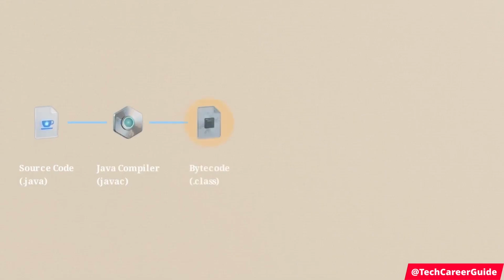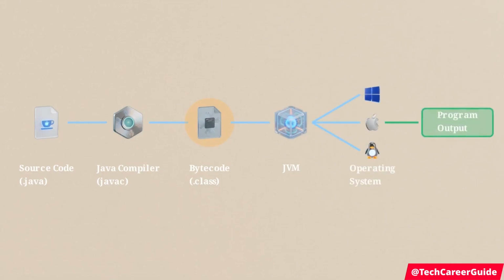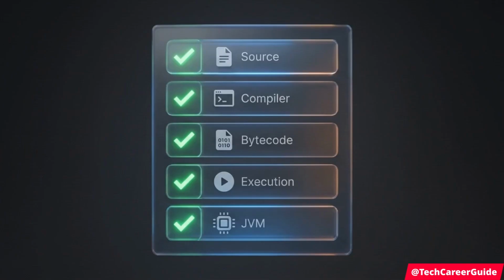It begins with the human-written .java source code. The javac command compiles that source into universal bytecode stored in a .class file. Finally, the java command hands that bytecode to the JVM, which translates it for the operating system to produce the final output. To master this workflow, remember the sequence. Write your code, compile with javac to create the class file, and run with the java command.